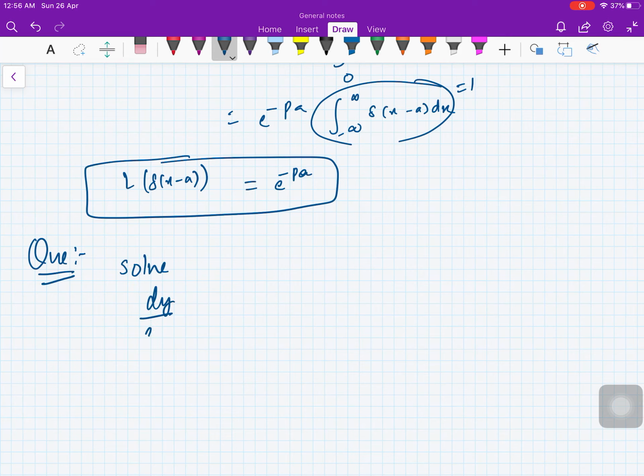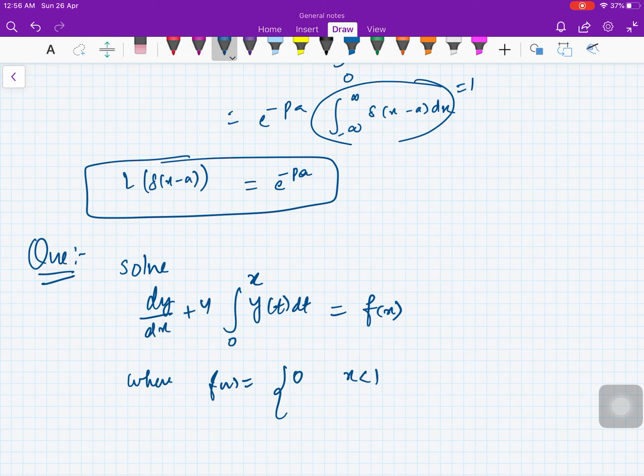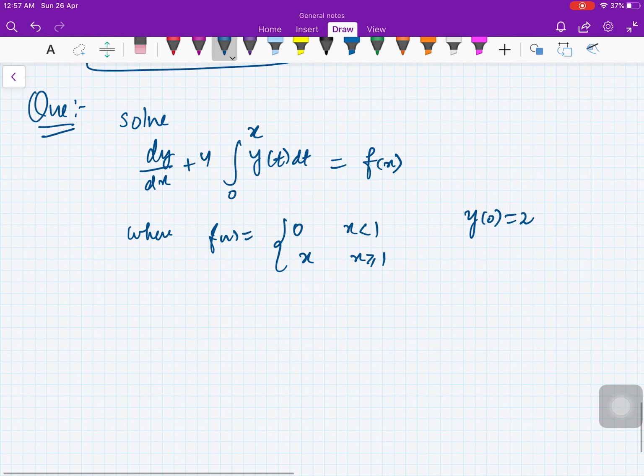So you have this question: solve dy/dx + 4 ∫ from 0 to x of y(t) dt = f(x), where f(x) is defined as 0 for x less than 1 and x for x greater than 1, and y(0) is given to be 2. So let us see how we can solve it.